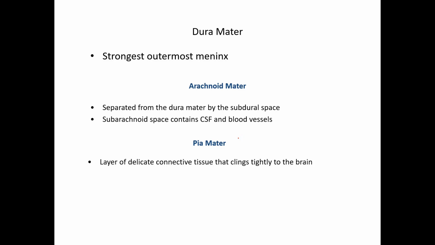Dura mater is the strongest and toughest one, the thickest one. Arachnoid mater is the middle one. Under the arachnoid, in the subarachnoid space, you have the cerebrospinal fluid and blood vessels. And pia mater is the thinnest and innermost one, tightly attached to the surface of the brain. It's difficult to separate, as I mentioned.